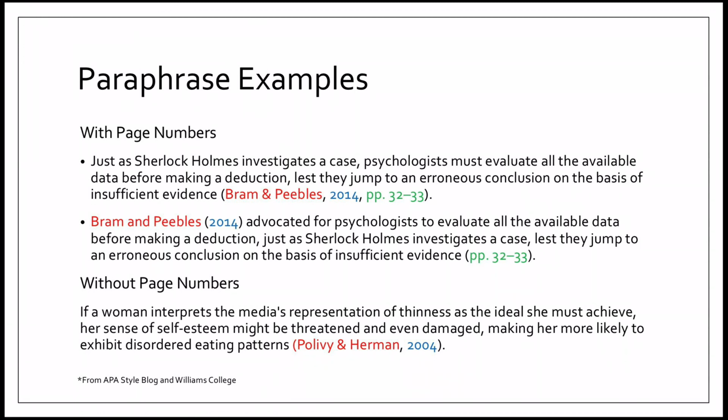Same thing here. I switched it up. I just wanted to present the information a little differently. I took the author out of the parenthetical citation and put it into the actual paraphrase, and I've got the author's name, then the year of publication, and then the page numbers at the end if you have them. If you don't have page numbers, you just strike it. You don't have to worry about it. But if you do have page numbers, it's good to include those.